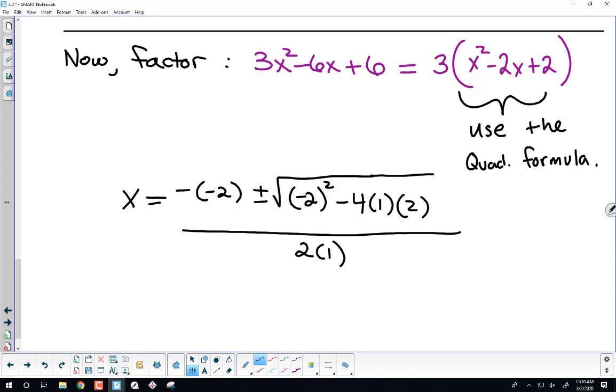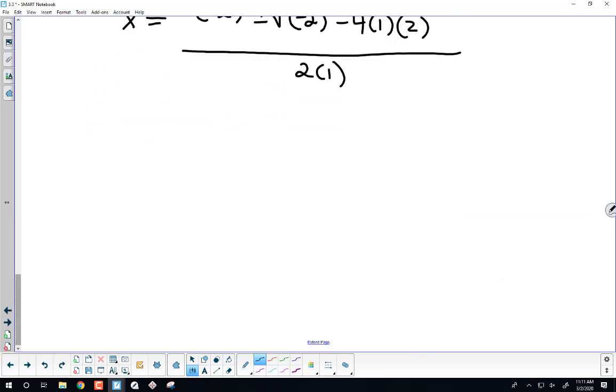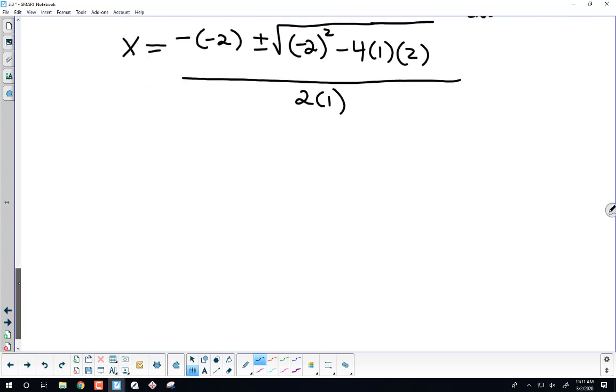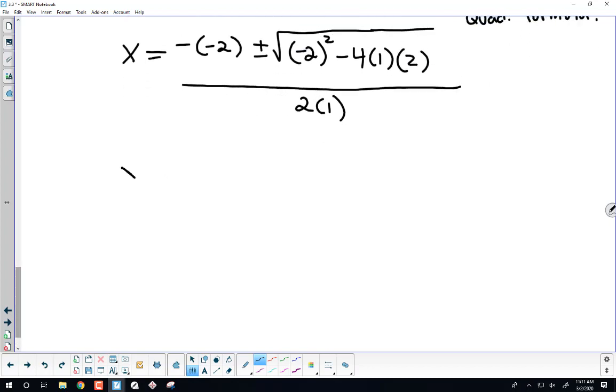And you could do it with the first one too, right? You could also use the quadratic formula on this as well, with a being 3, b being negative 6, and c being 6. Okay, so we've just got to figure out what these two numbers are here. We've got 2 plus or minus the square root of, what do we have on the inside, underneath the radical?